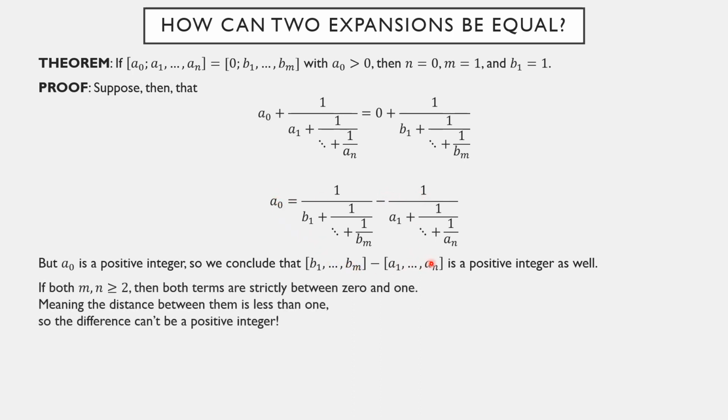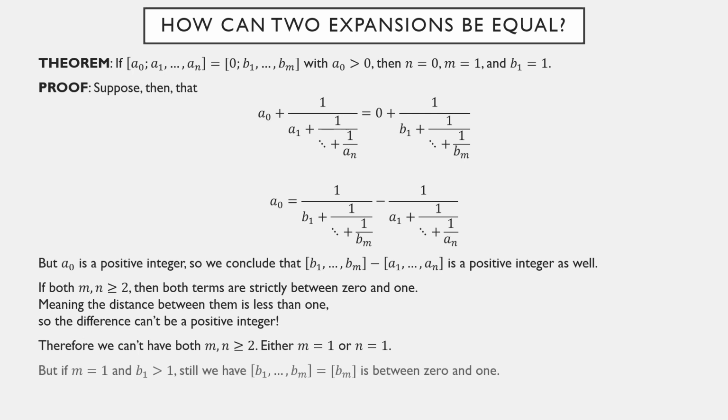However, if m and n are both bigger than or equal to 2, we've established that these can't be integers. They are between 0 and 1. So I would have a number between 0 and 1 minus a number between 0 and 1. The furthest apart they can be is strictly less than 1, so the difference is definitely not the positive integer a naught. So we've concluded that m and n cannot both be larger than or equal to 2. So one of them has to be 1 or 0. Suppose m is equal to 1.